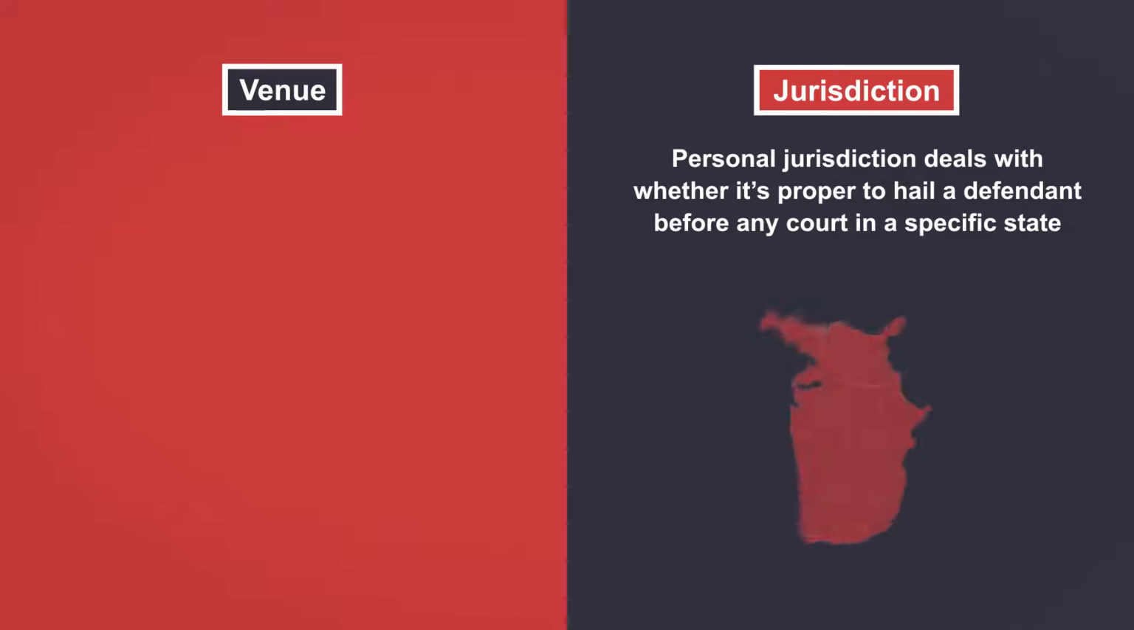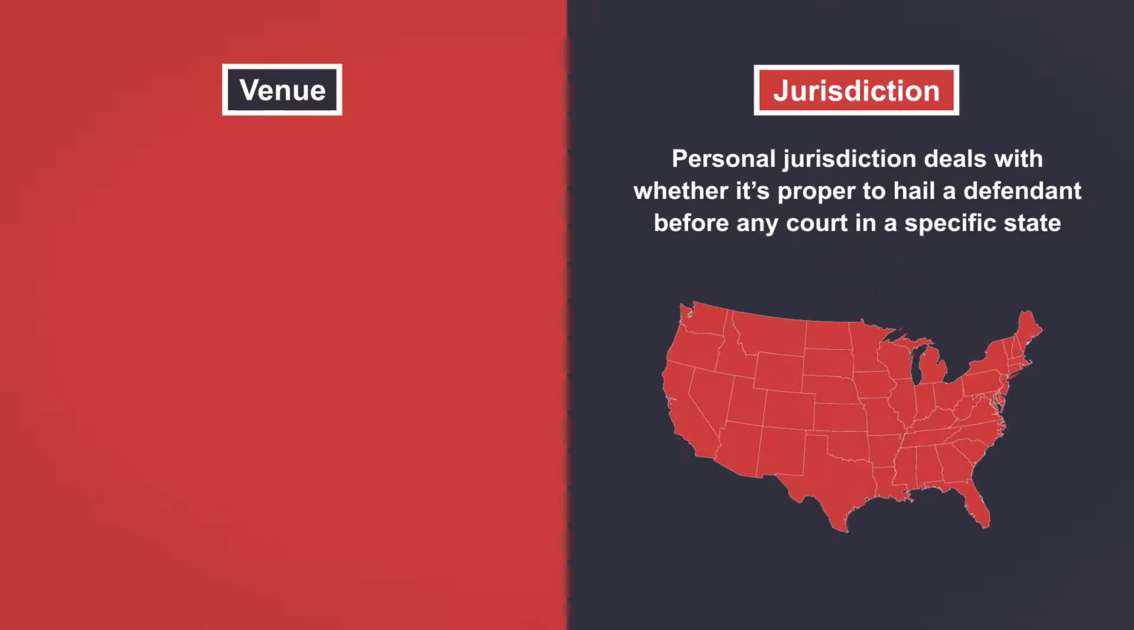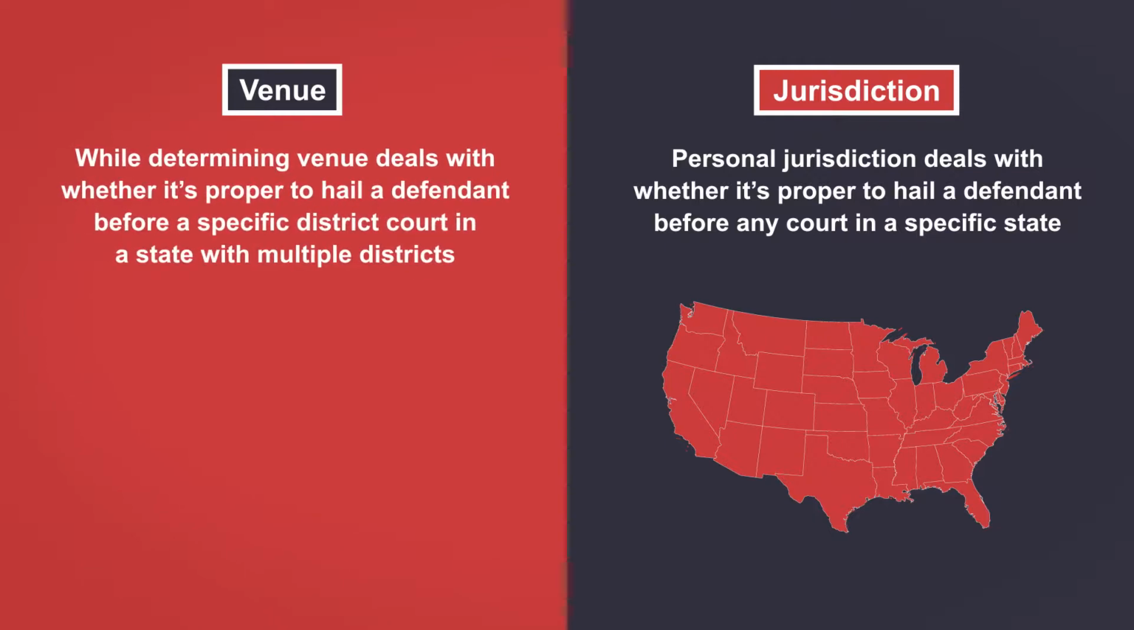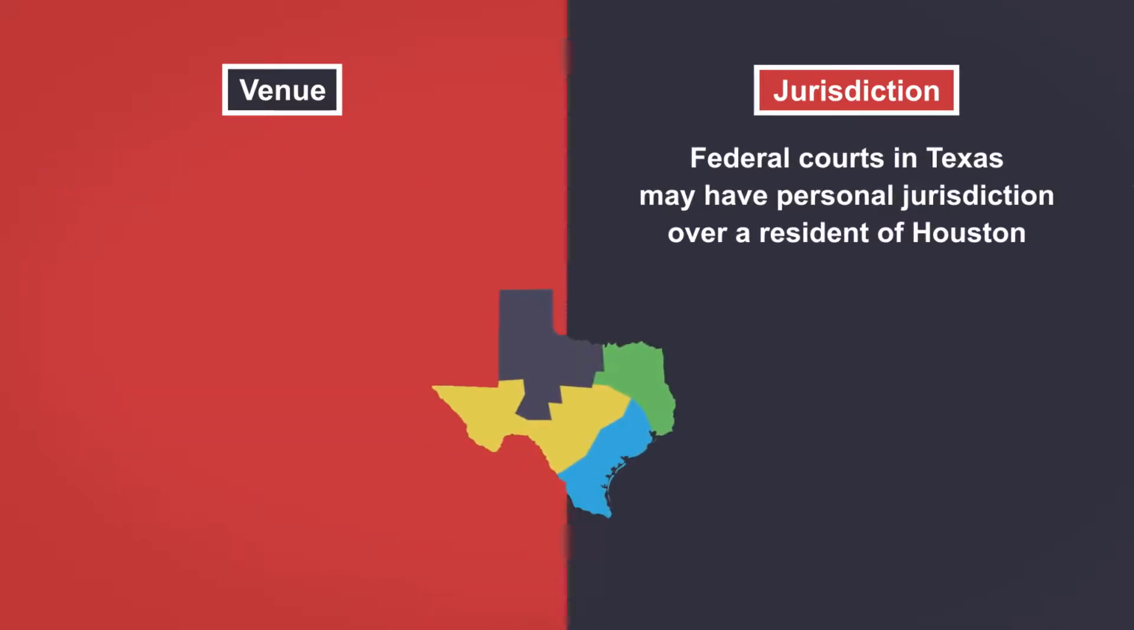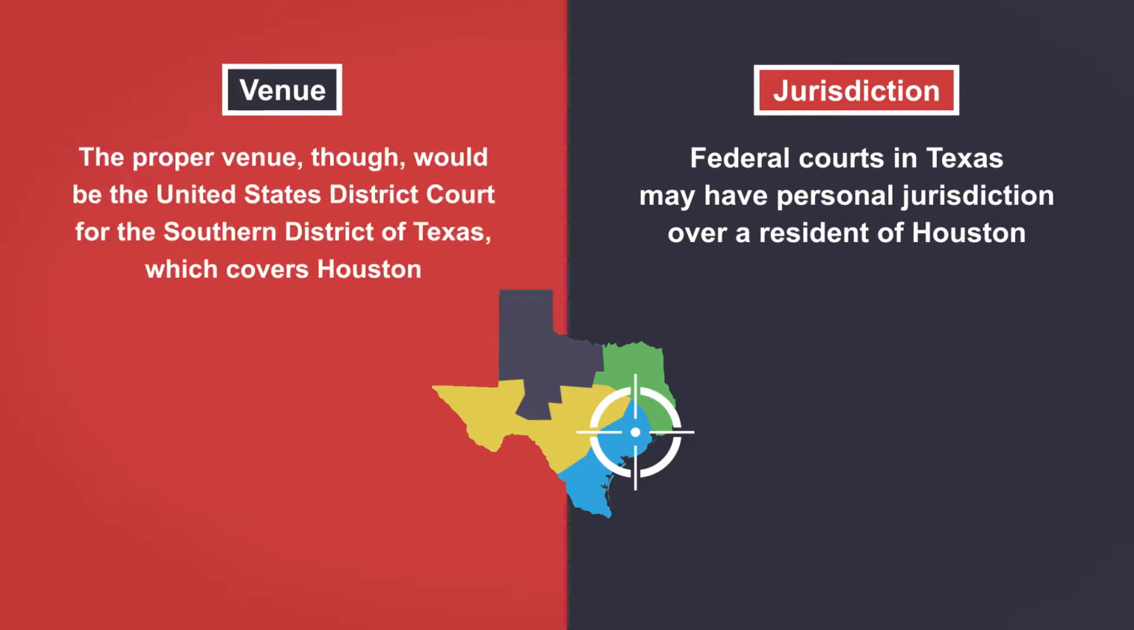Personal jurisdiction deals with whether it's proper to hail a defendant before any court in a specific state, while determining venue deals with whether it's proper to hail a defendant before a specific district court in a state with multiple districts or in a given county in a state court proceeding. For example, federal courts in Texas may have personal jurisdiction over a resident of Houston. The proper venue, though, would be the United States District Court for the Southern District of Texas, which covers Houston.